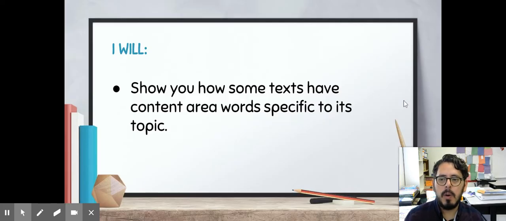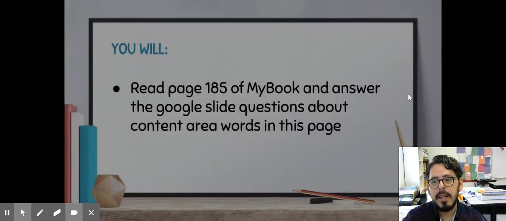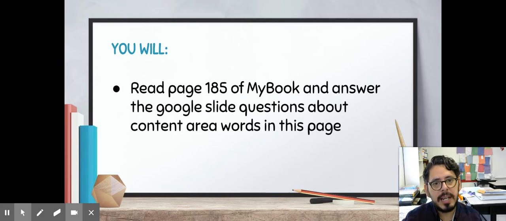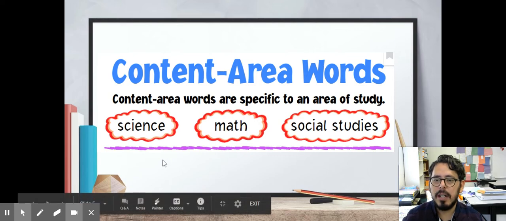All right. So I will show you how some texts have content area words specific to its topic. We will look for a content area word in a text and show an example of how to find its meaning. And then you will read page 185 of my book and answer the Google slide questions about content area words in this page. All right. So there we have a content area word.